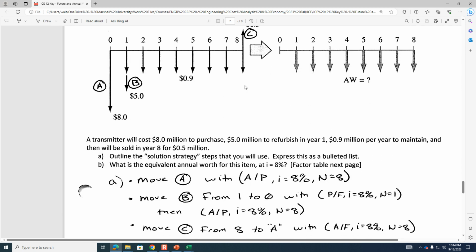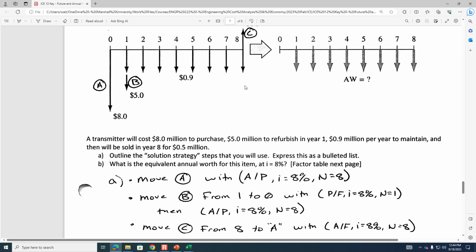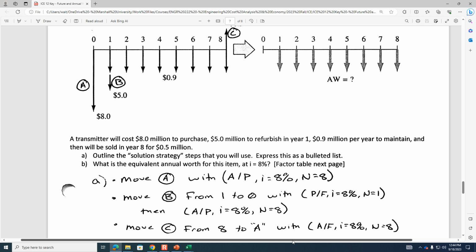If you're not sure what I mean by solution strategy, here's what I have as my solution strategy. There's more than one way to solve this problem. This is just how I chose to solve it.